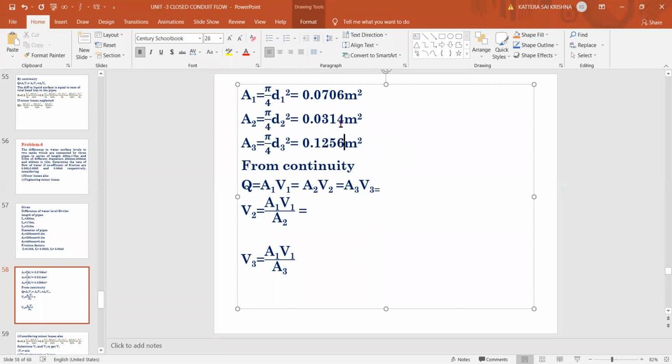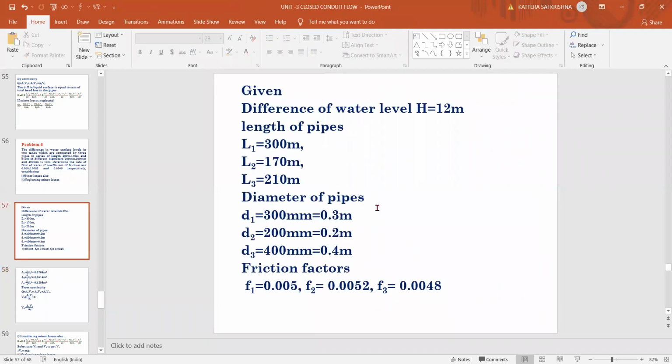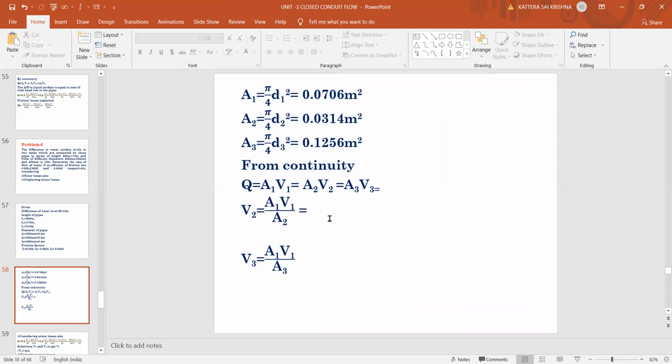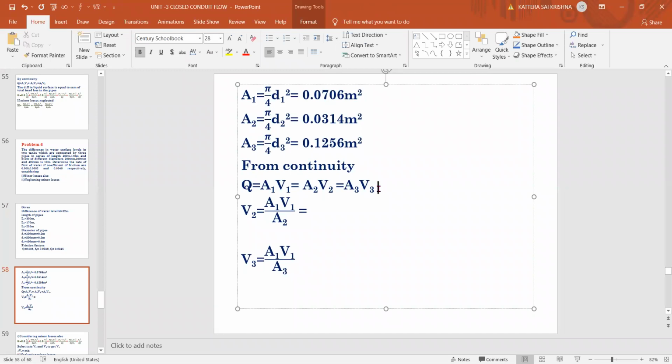Right. So after calculating the areas, from the continuity equation, we know in any connected pipes, discharge will be constant throughout the pipe sections at any section. So we can take Q equal to A1 V1, which is also equal to A2 V2 for the second section, which is also equal to A3 V3 for the third section. So first I am taking all the terms, V1 as V1 only. I need V2 in terms of V1 and V3 also in terms of V1, so that I will find V1 first.